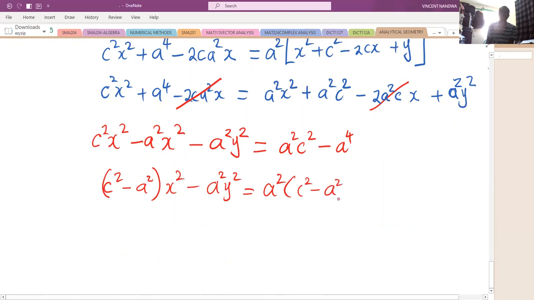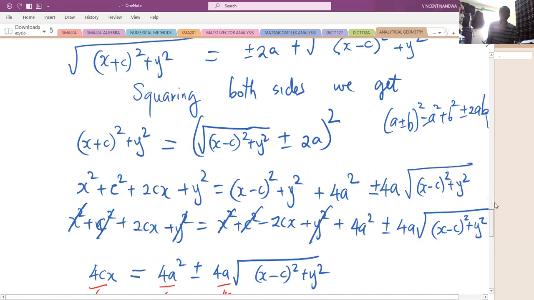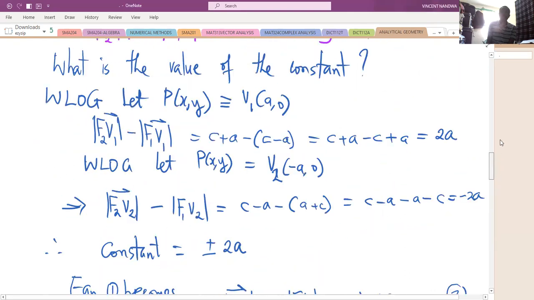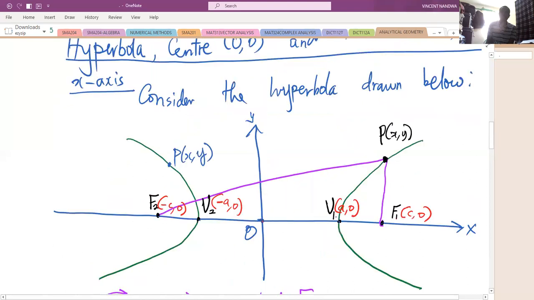And you see from this diagram, the distance from the center to F1 is greater than the distance from the center to V1. So c is greater than a. It tells you that when you square c, it should also be greater than a squared. And this means that c squared minus a squared is greater than 0, so these are positive values. And then with the difference of squares, we can fix this one to be another square.